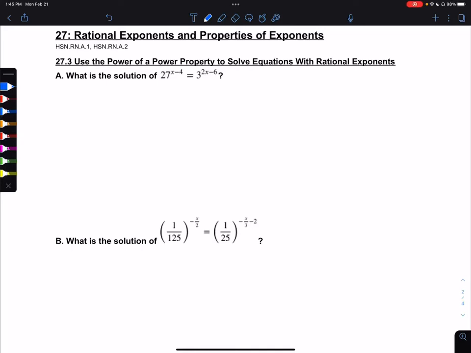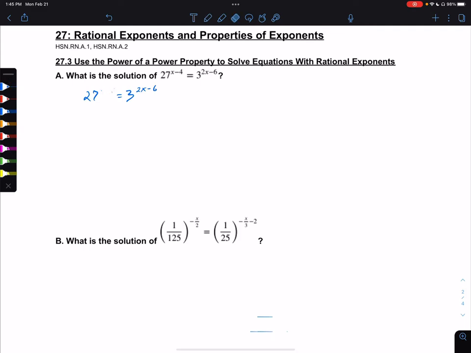In this video, we're going to look at topic 27, example 3, use the power of a power property to solve equations with rational exponents. They give us two examples, and in example A, we're asked what is the solution of 27 to the x minus 4 power equals 3 to the 2x minus 6 power.